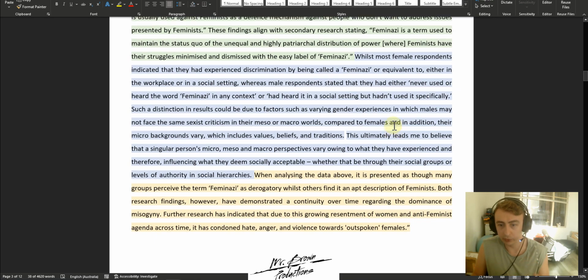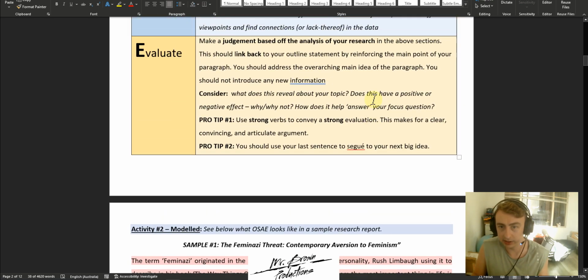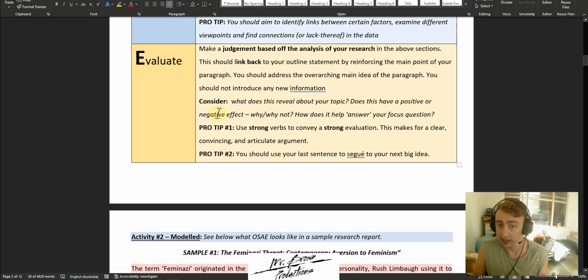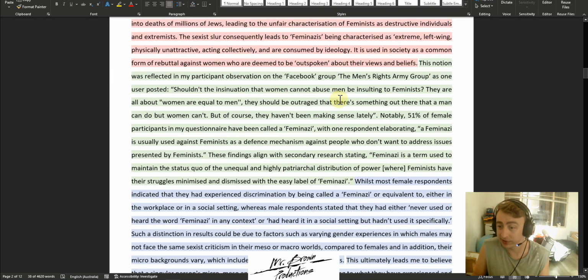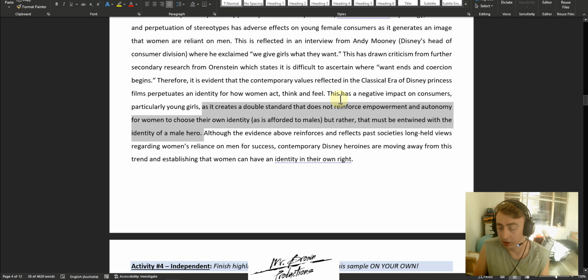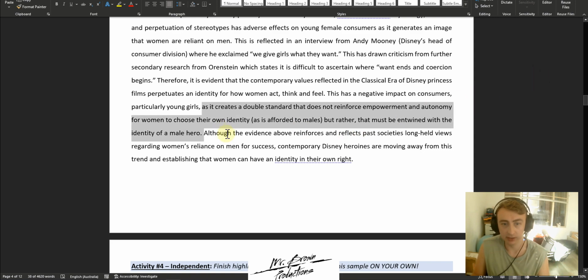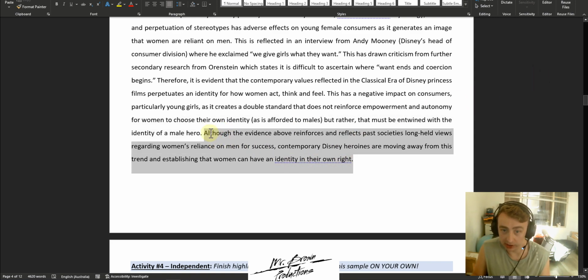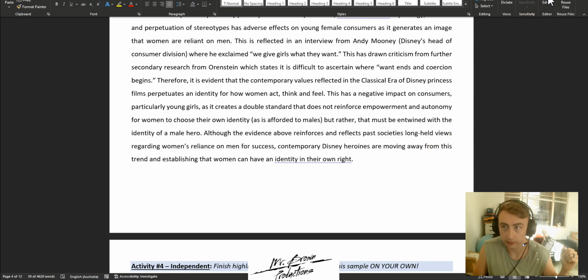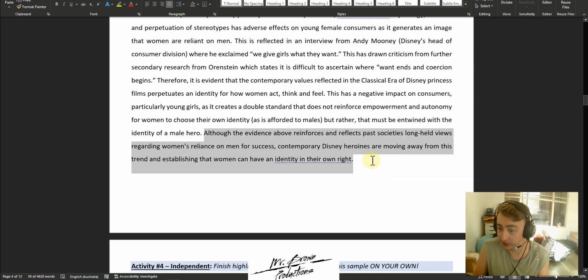Okay, so we've got a really strong, clear judgment there. We've said it has a negative impact, we've said what it reveals about the topic, and it helps us answer our question on sexism in Disney films and the effect it has. Okay, beautiful, we love that. What we've then got as part of our evaluative statement is a good segue sentence to our next point.